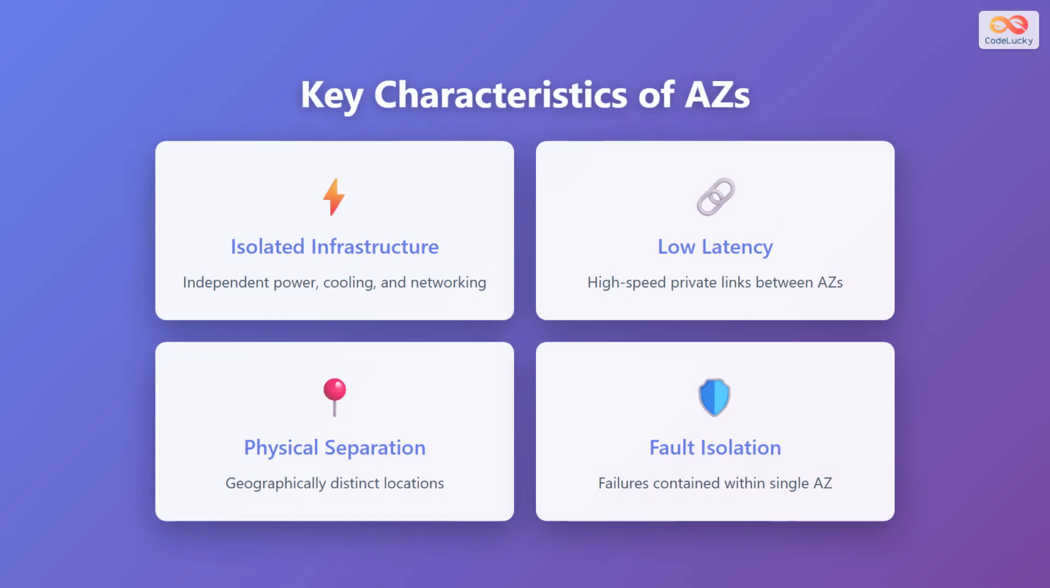Availability zones have four key characteristics that make them essential for high availability. First, they have isolated infrastructure, meaning each zone has its own power, cooling, and networking that doesn't depend on other zones. Second, they maintain low-latency connections through high-speed private links between zones. Third, there's physical separation, with each zone located in geographically distinct locations within the region. Finally, they provide fault isolation, which means failures are contained within a single availability zone and don't cascade to others.